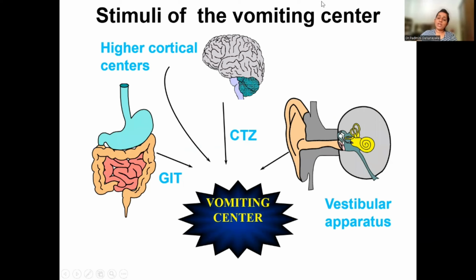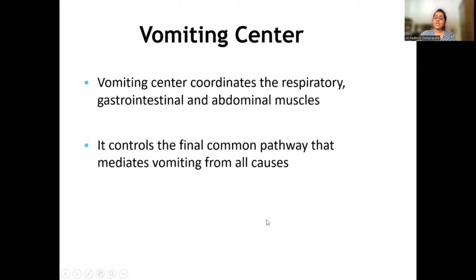This is a small diagrammatic representation of the stimuli of the vomiting center. From this, you can understand that your vestibular apparatus, your higher cortical centers, as well as the GI tract and the chemoreceptor trigger zone will stimulate the vomiting center. So it coordinates the respiratory, gastrointestinal and abdominal muscles, because respiratory muscles, gastrointestinal muscles and abdominal muscles are all involved in the vomiting process.